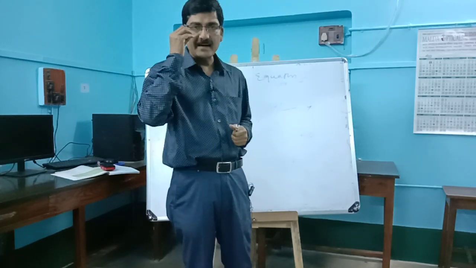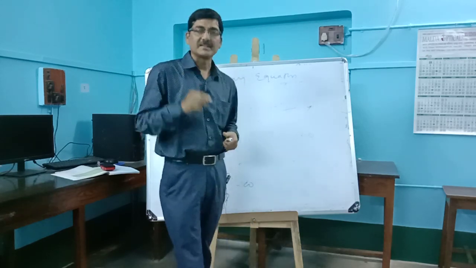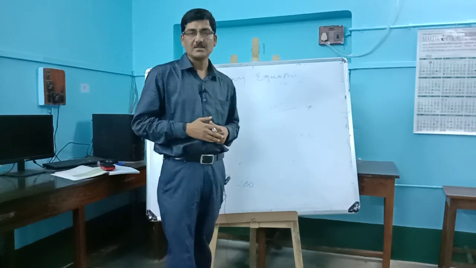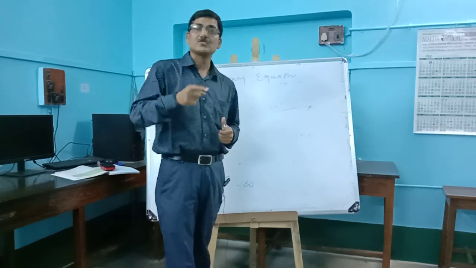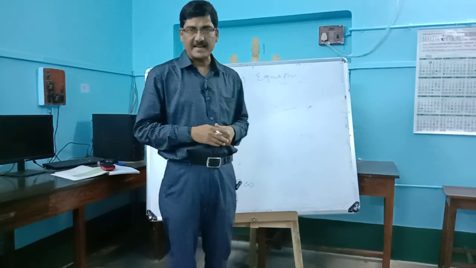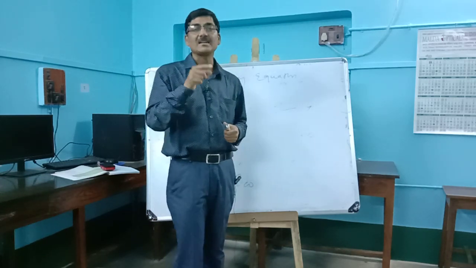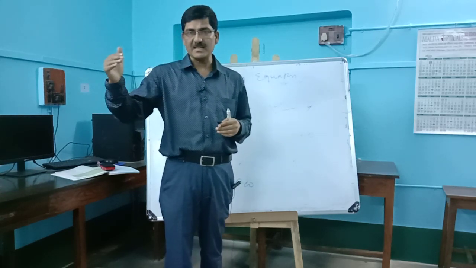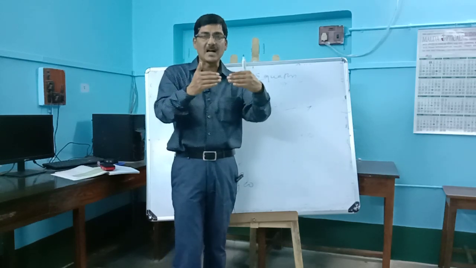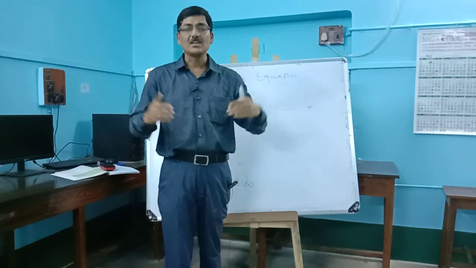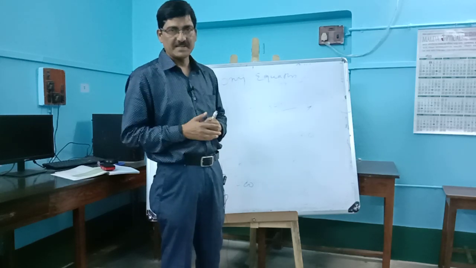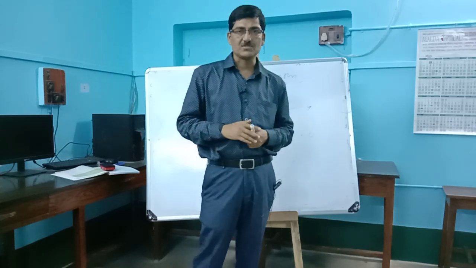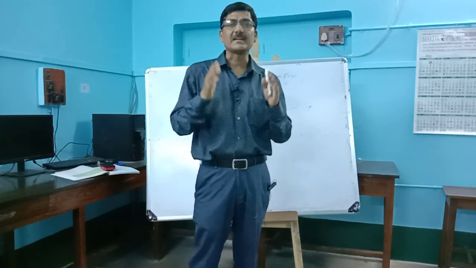So what are the characteristics of the great circle? Number one, the great circle must pass through the center of the earth. Secondly, it intersects the earth's surface and the center of the earth. The third important thing is that all the great circles bisect each other. So these are important features of the great circle.